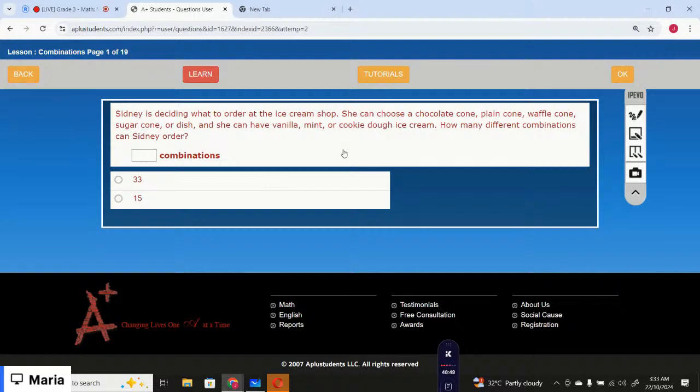Sydney is deciding what to order at the ice cream shop. She can choose a chocolate cone, plain cone, waffle cone, sugar cone, or dish, or she can have vanilla, mint, or cookie dough ice cream. How many different combinations can Sydney order?